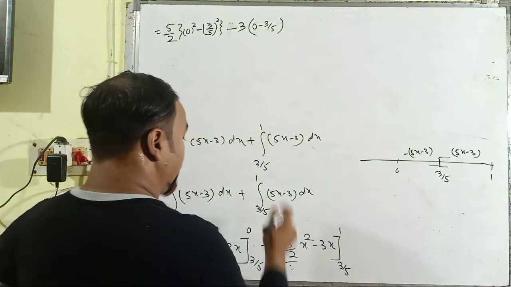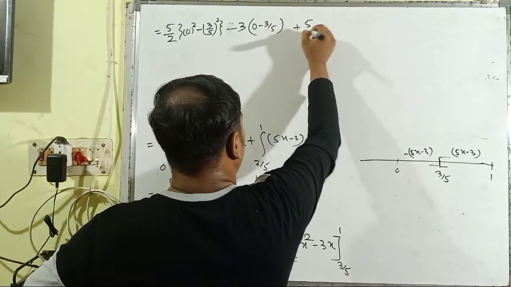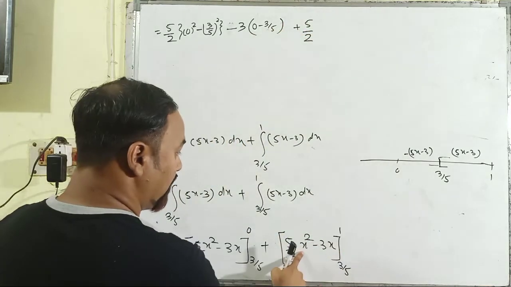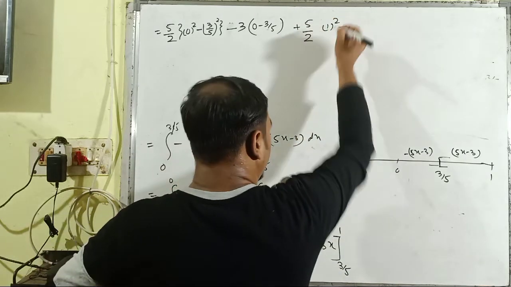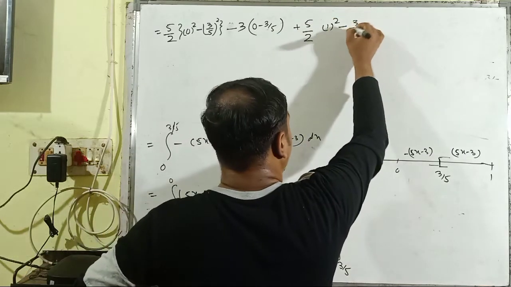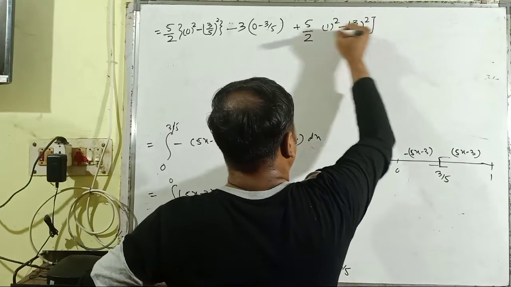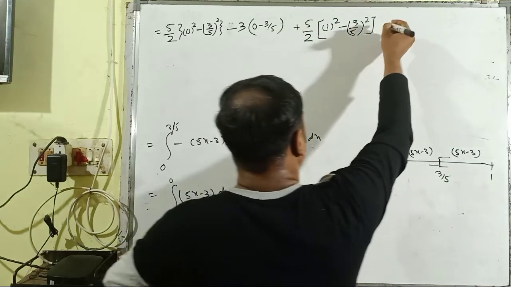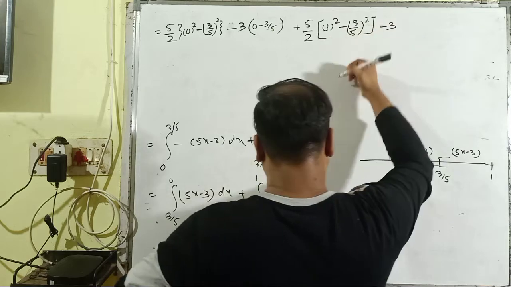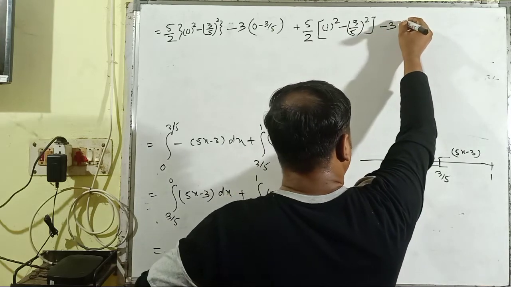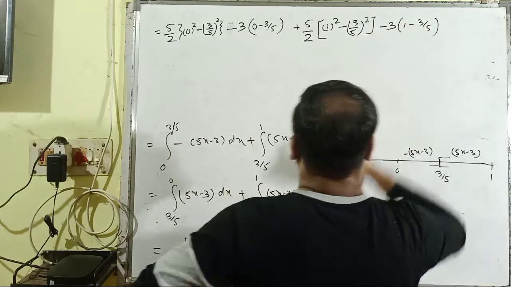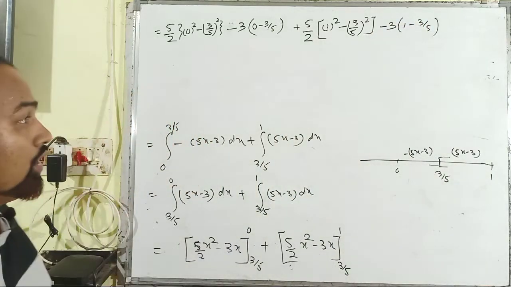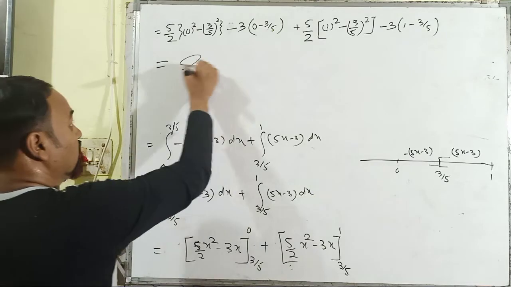Then in the right side part, it is 5 by 2. First of all we have to put the upper limit in place of x, that means it is square of 1 minus square of 3 by 5. Then it is minus 3x, that means minus 3. First of all we have to put here 1 minus 3 by 5. Then you have to just simplify these steps.